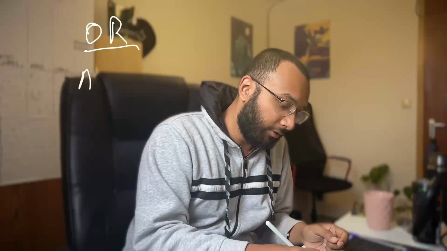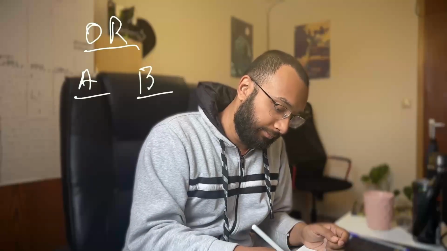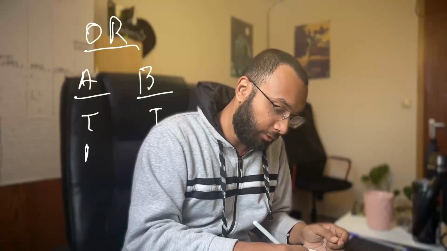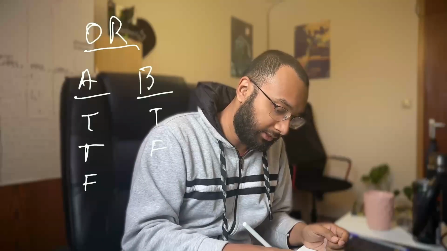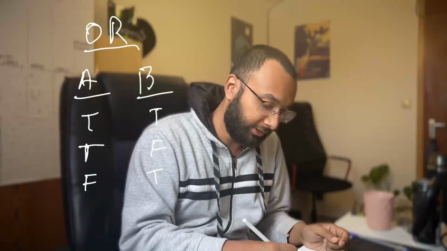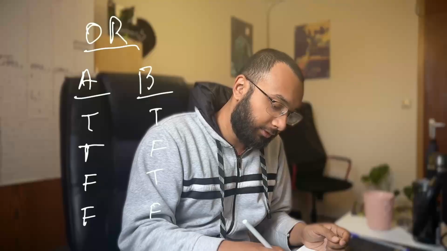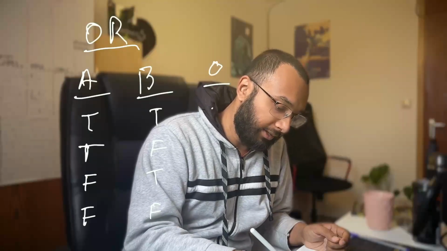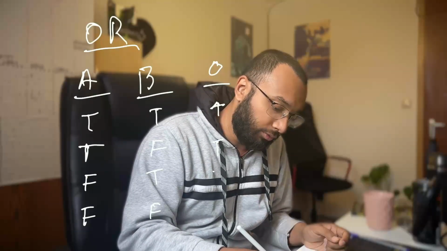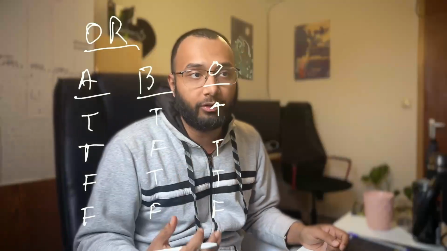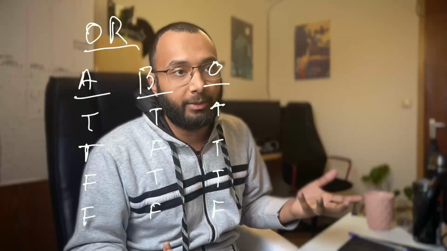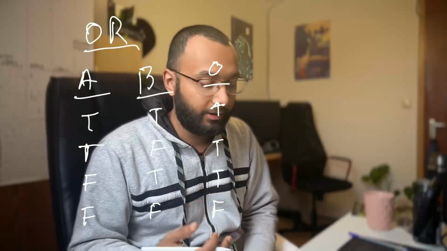So let's write up the table real quick for OR. We have condition A and condition B, and these are the four possible permutations of two conditions. So that's false, false, and the output would be false; true and true is true, and so on. When both of the conditions are false, then none of the conditions are met for OR, so the OR returns false.